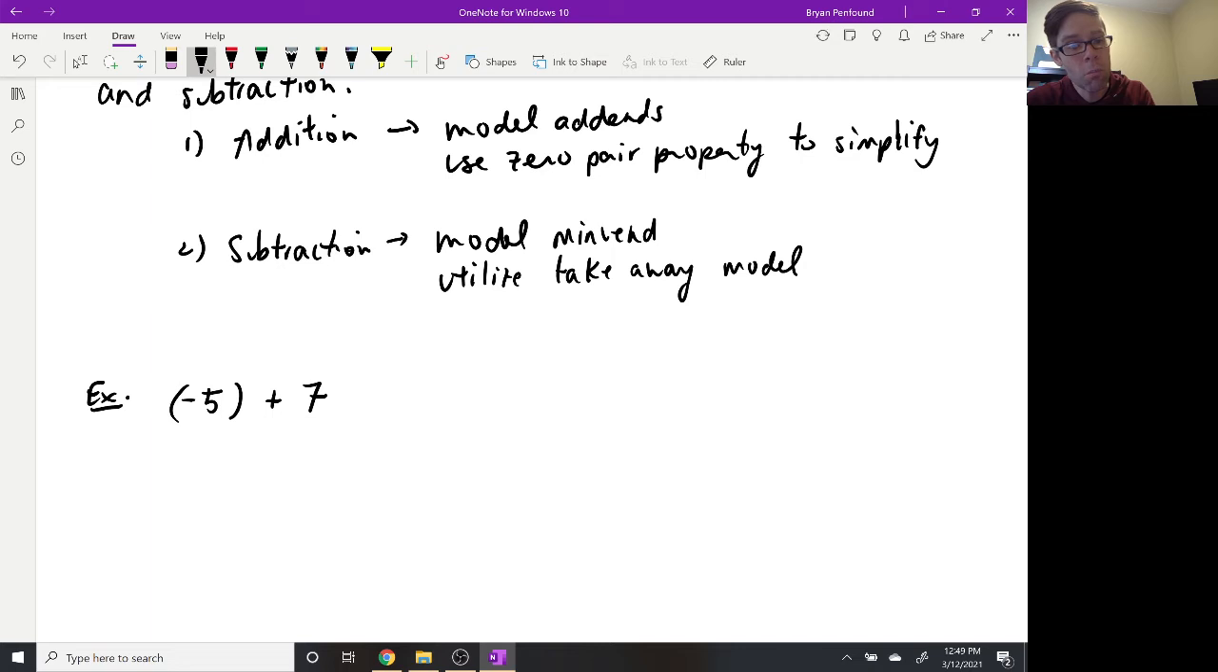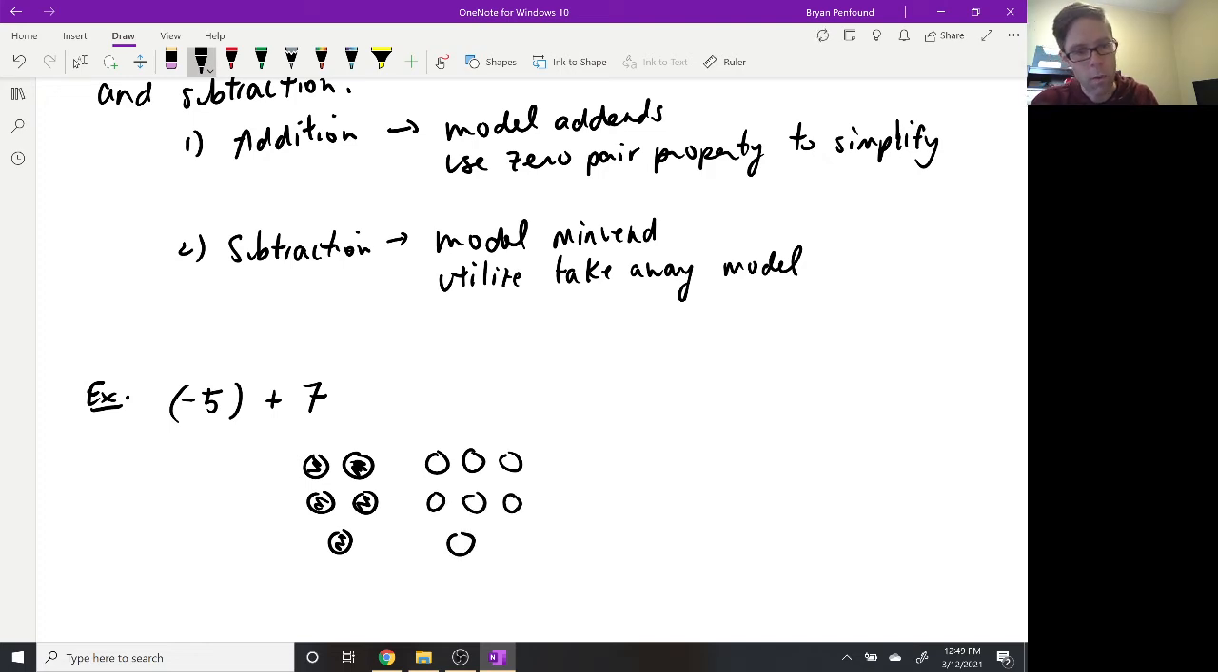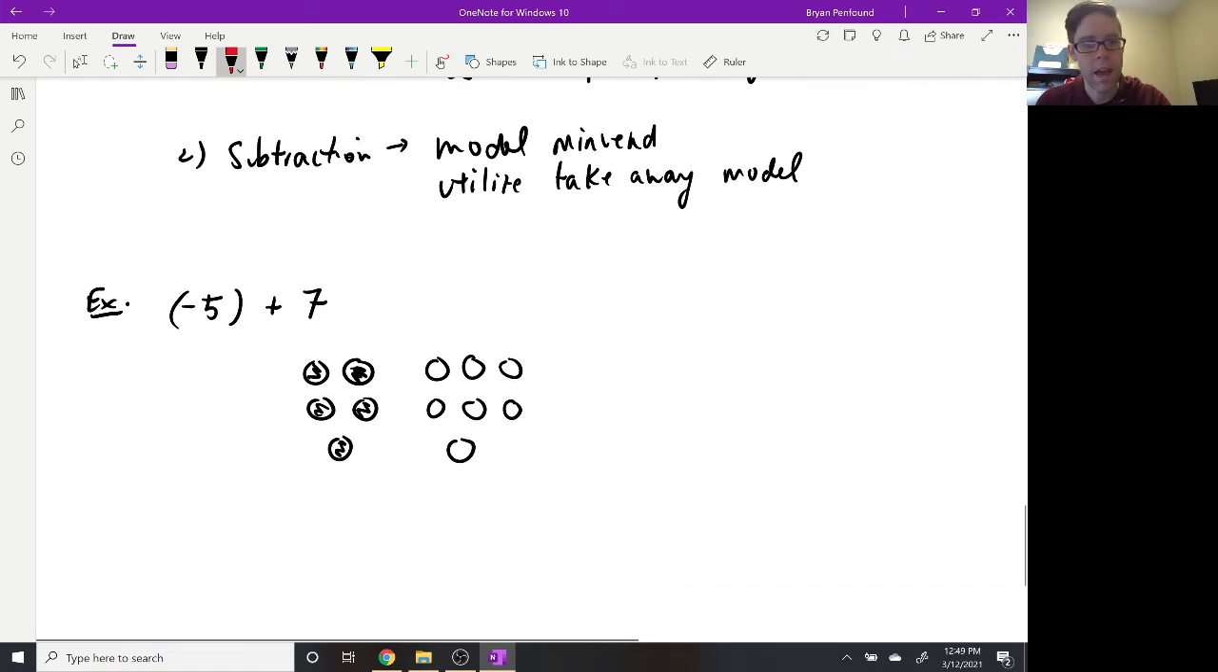Well, we want to model both of these numbers. So we're going to model our -5 using our black chips, and we're going to model our 1, 2, 3, 4, 5, 6, 7 with our white chips. And then what I'm going to do is go through with a red pen and cross out 0 pairs.